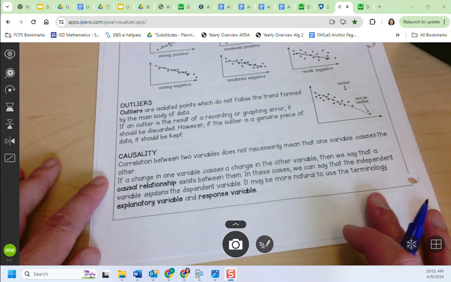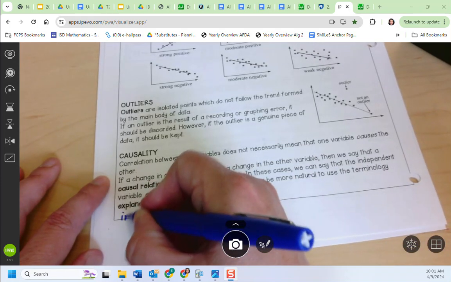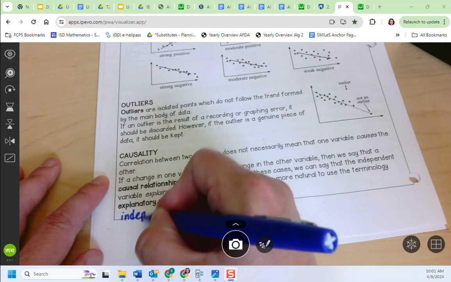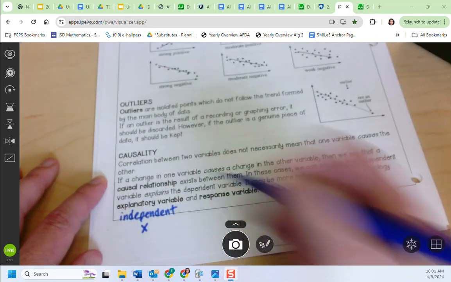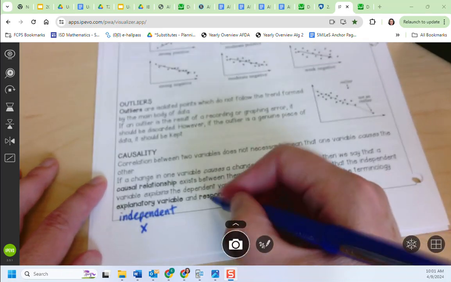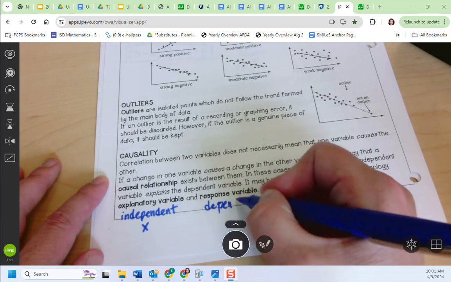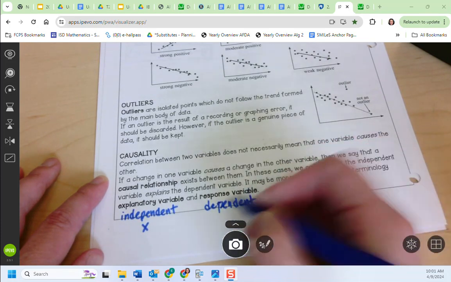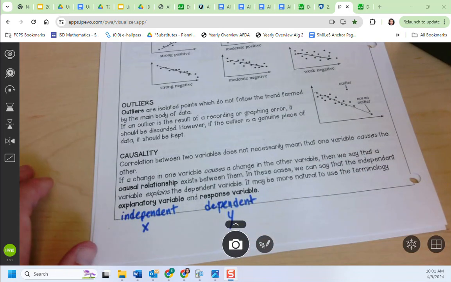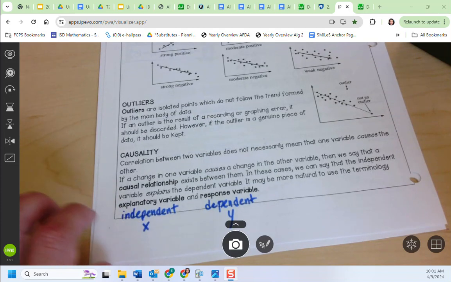One term that we use in IB, instead of independent, we use explanatory. So instead of independent or x, we use explanatory, and instead of dependent, we use response. And that would be your y variable. So those are just vocabulary words. If you see explanatory variable and response variable, that's talking about the x and the y.